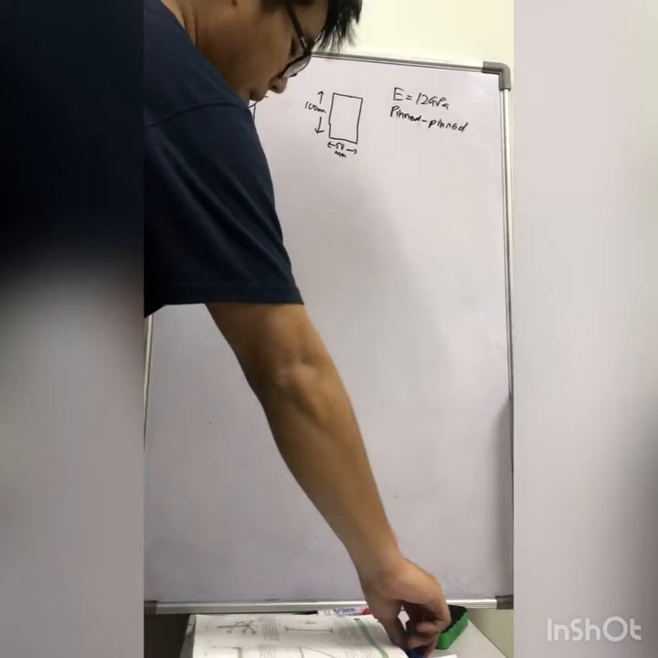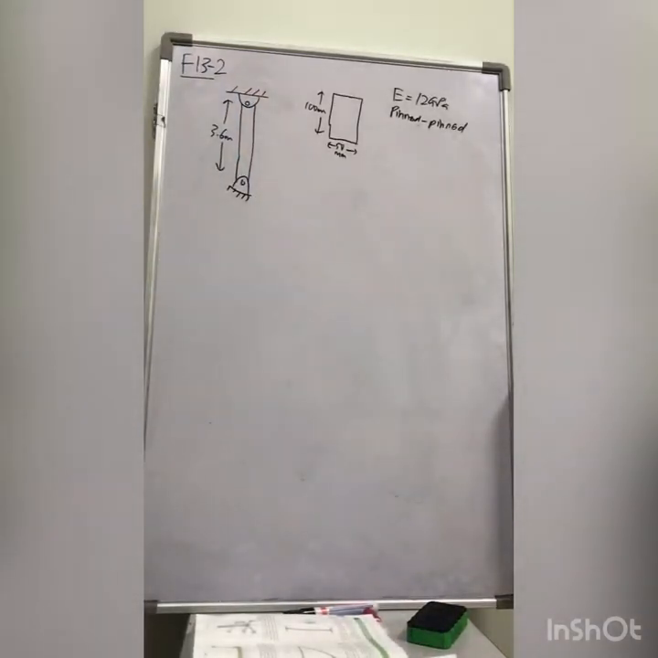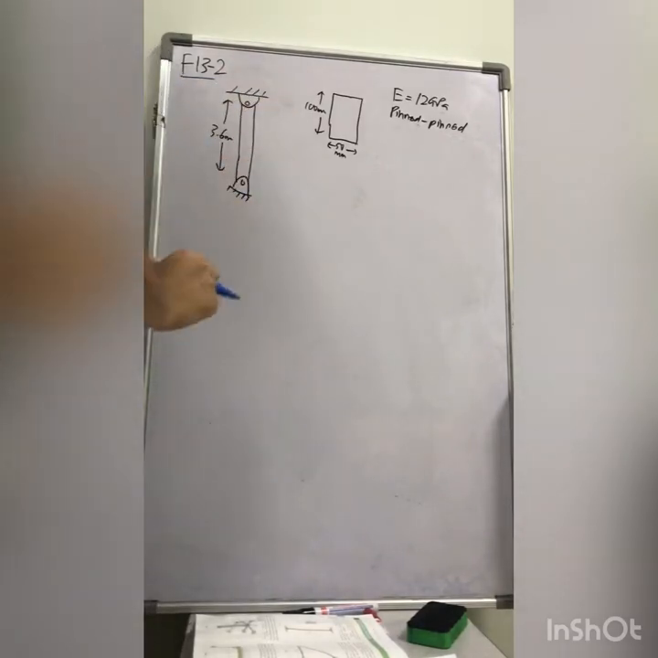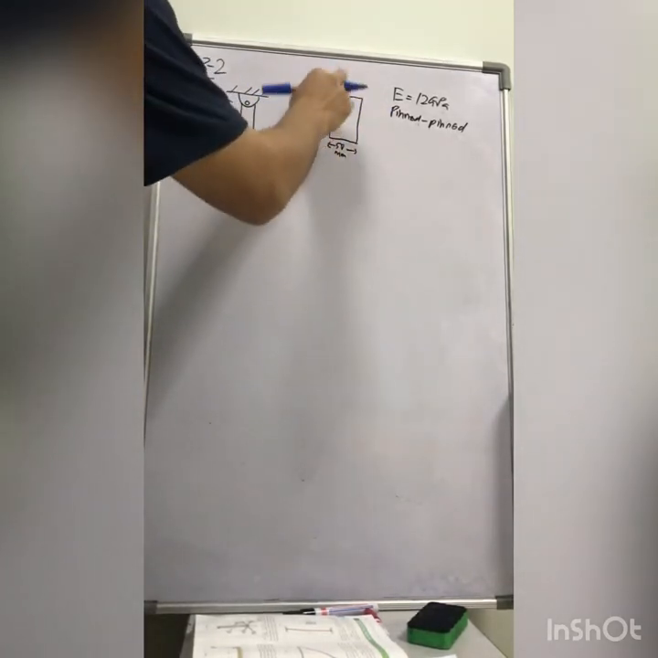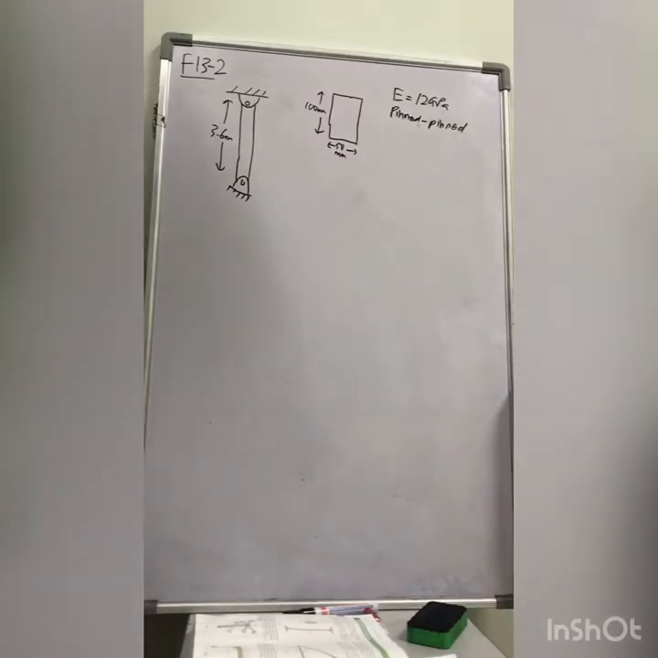Okay, now we go to the next one, right? Fundamental problem 32. So now we have a column, right? A 3.6 meter long wooden rectangular column. This column is rectangular with a cross section of 100 millimeter by 50 millimeter, right?